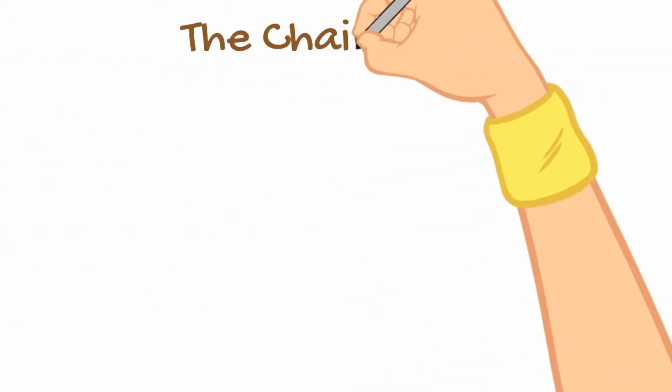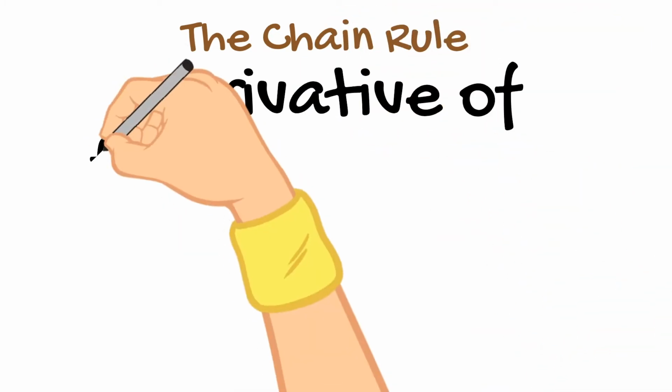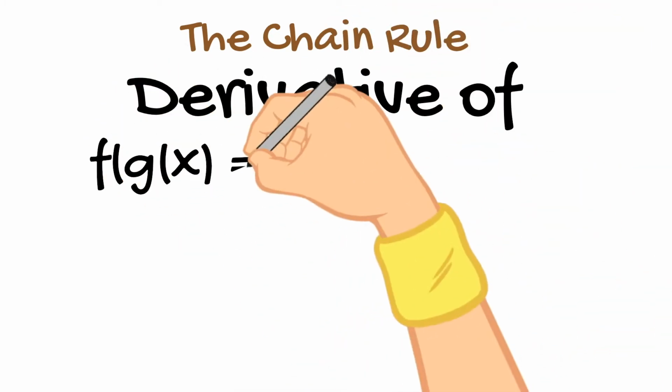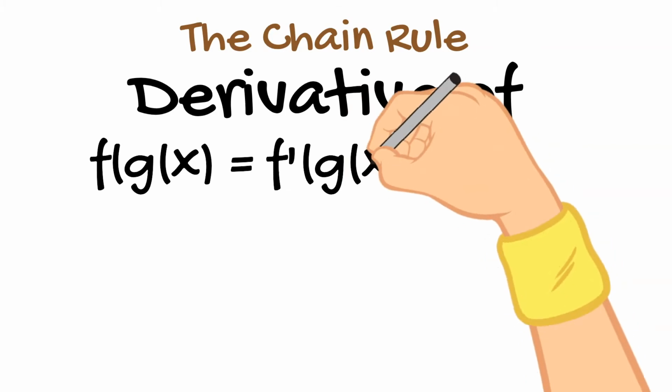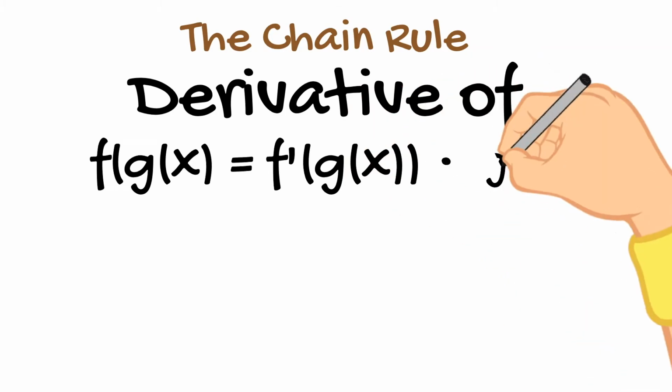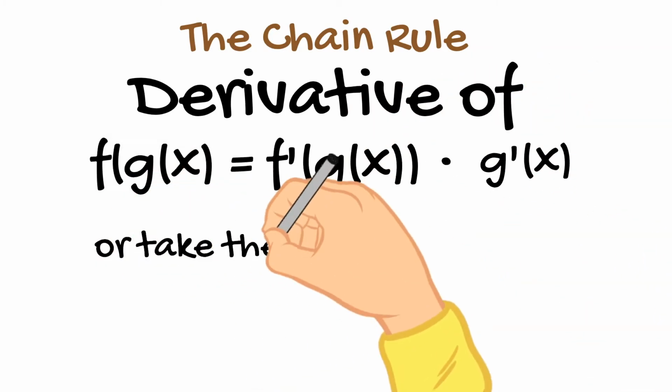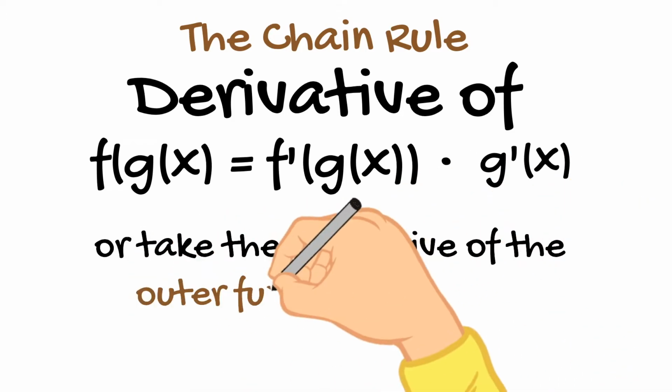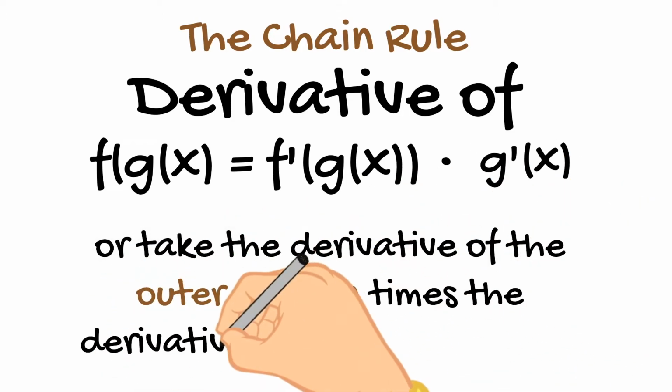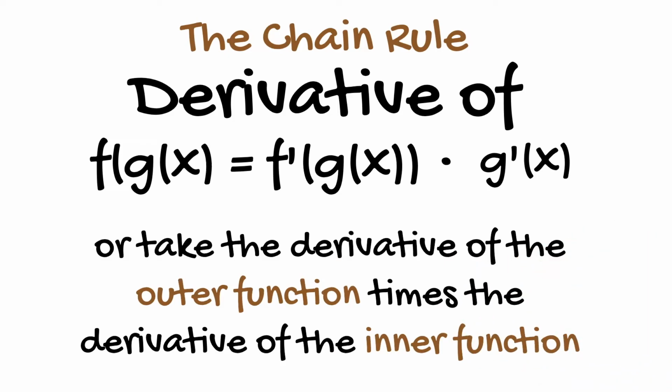So formally, the chain rule states that the derivative of f of g of x is equal to f prime of g of x times g prime of x. Or, in other words, take the derivative of the outer function, then multiply it by the derivative of the inner function.